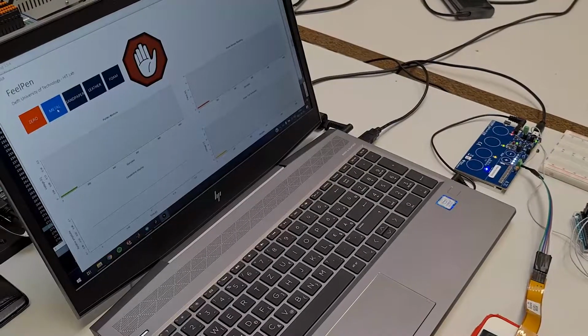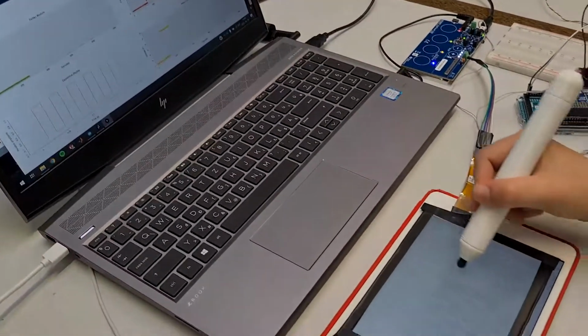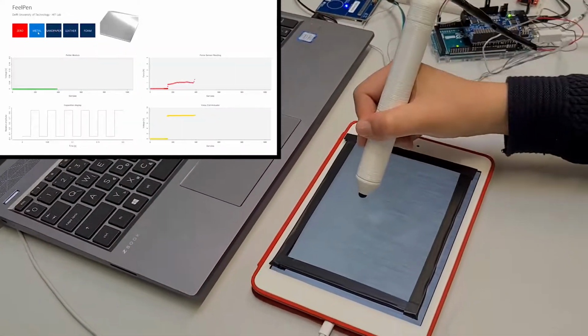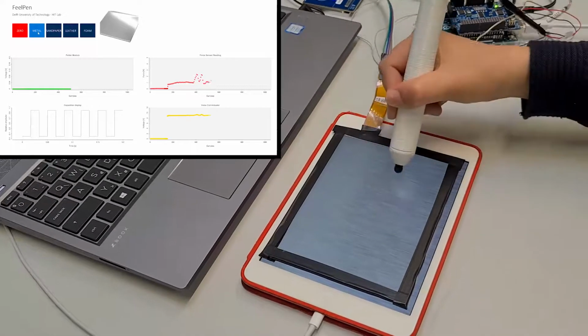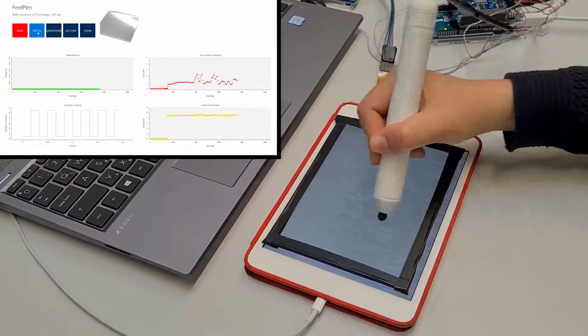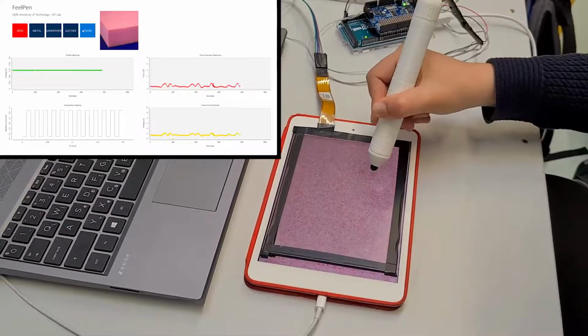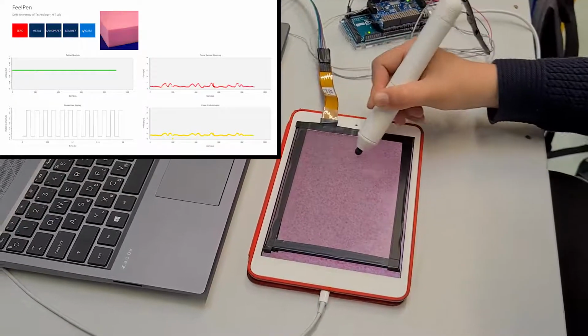During the demonstration, we can observe the demonstrator interacting with the touchscreen via FeelPen and feeling the emulated tactile sensations of four materials: aluminum, sandpaper, leather, and foam. A graphical user interface illustrates the input signals for the actuators and force sensor reading for each interaction.